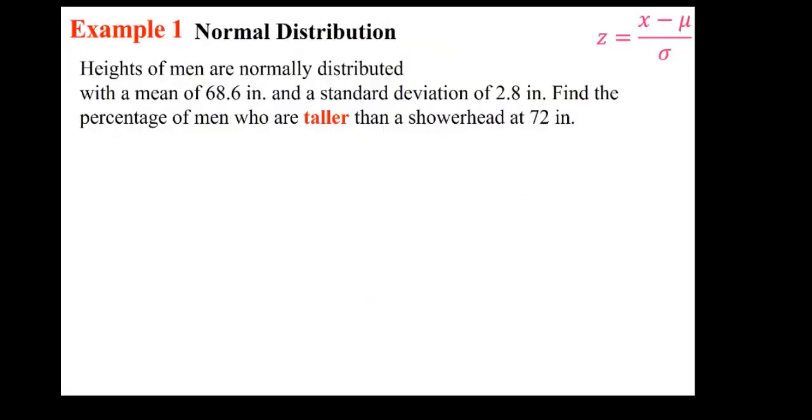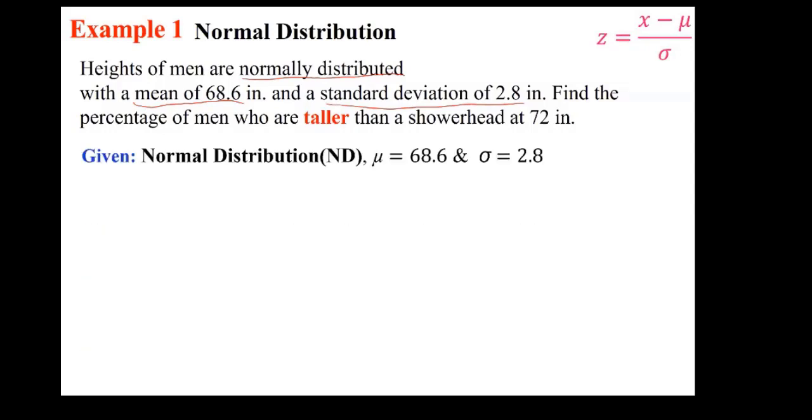Heights of men are normally distributed with a mean of 68.6 inches and a standard deviation of 2.8 inches. Find the percentage of men who are taller than a shower head at 72 inches. What is given? So you read the question, you see that it's normally distributed. You see the mean, you see the standard deviation. You use symbolic format. Mu is 68.6, sigma is 2.8. We want to know the percentage of those men that are taller than 72. Probability of x larger than 72.